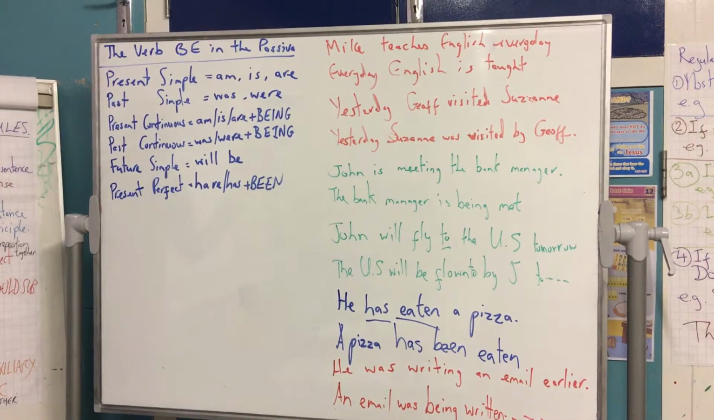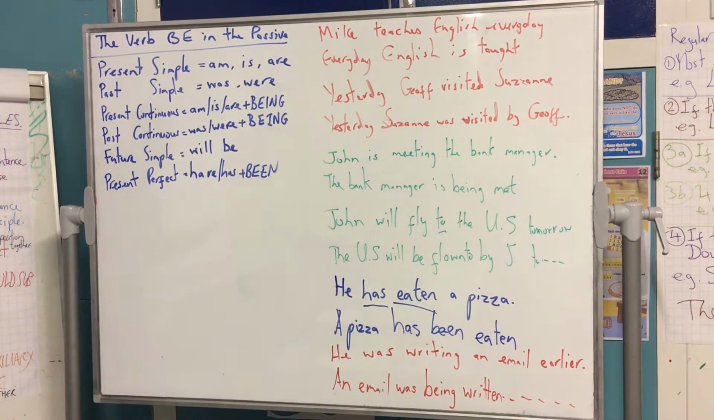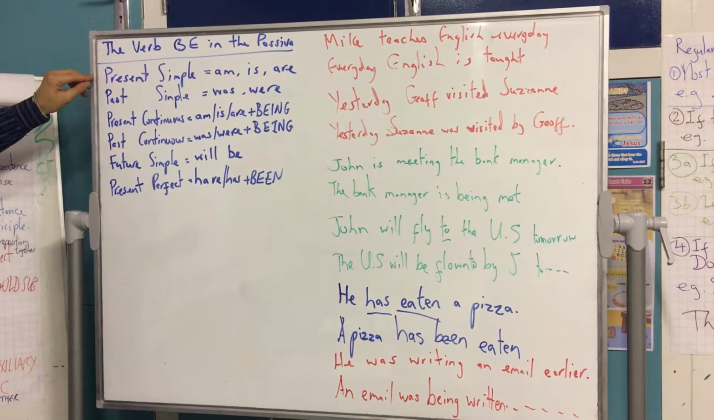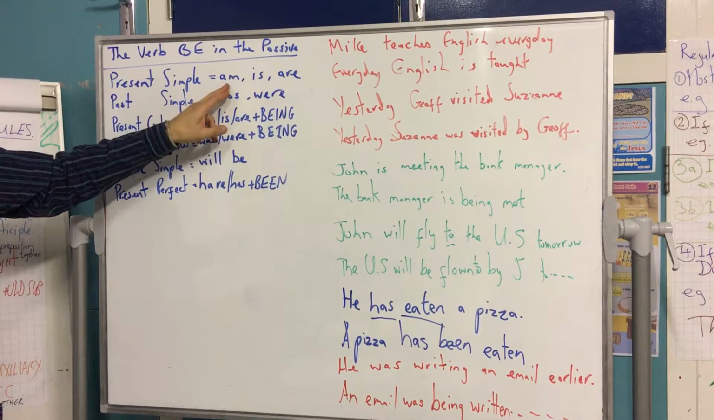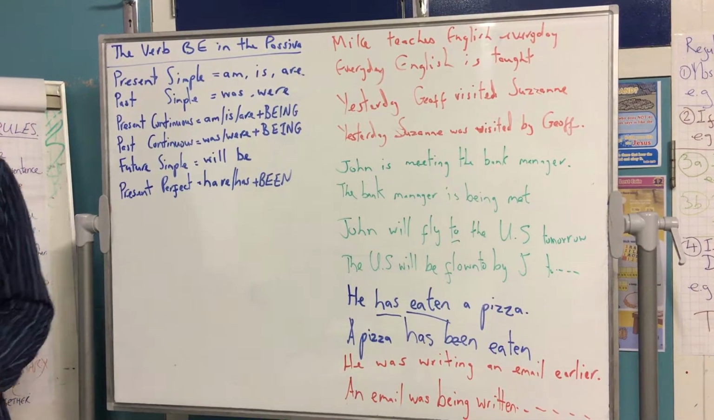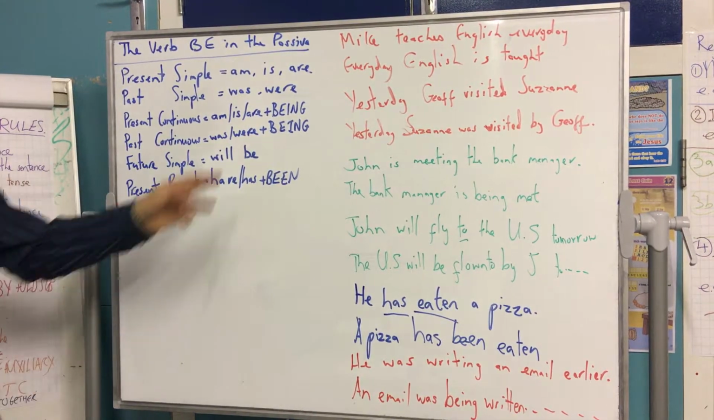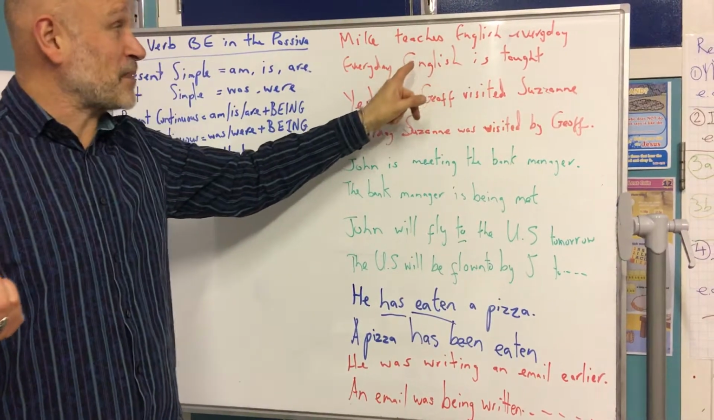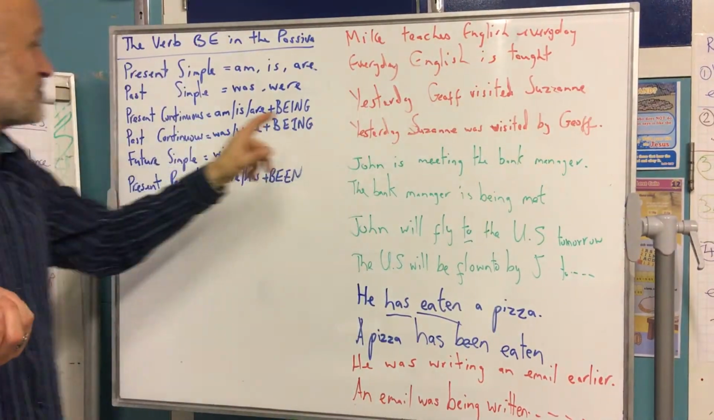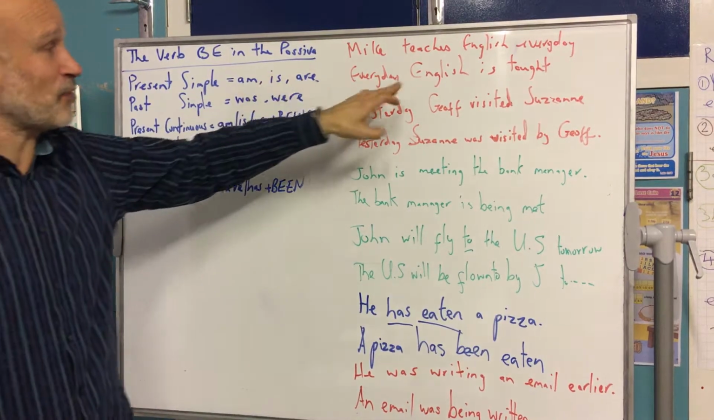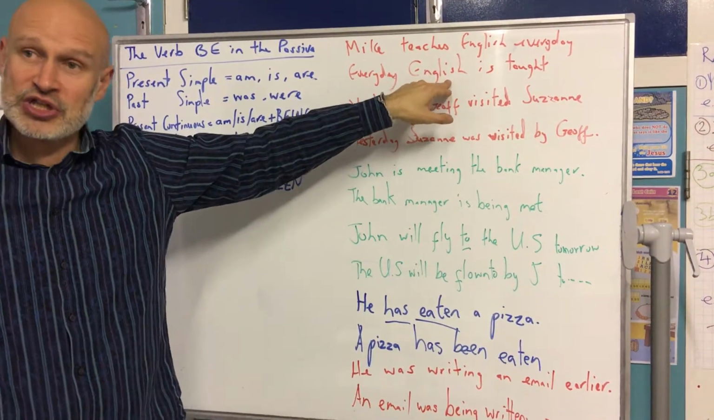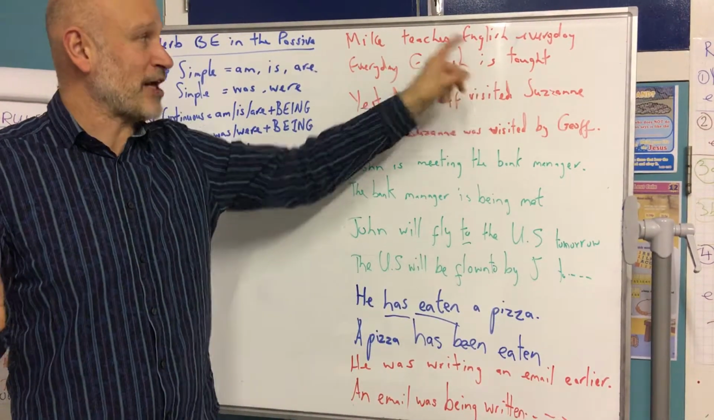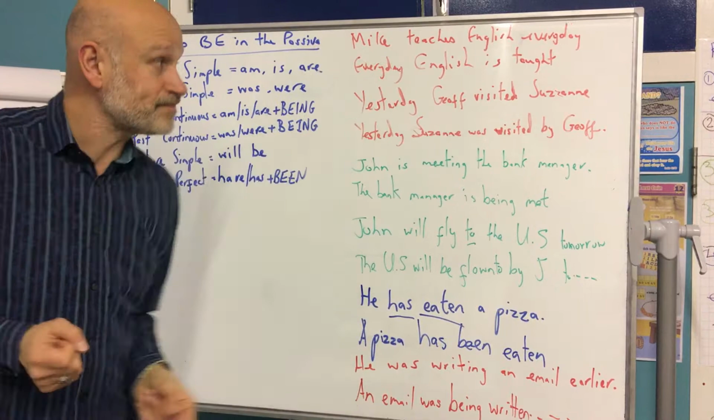It's easy to say, add the verb to be in the right tense, but what does that mean? Well, here it is. If it's in the present simple, we use am, is, or are. These are the present simple versions of the verb to be. So here, Mike teaches English every day. The object becomes the subject, and then we add the verb to be in the present simple. English. Is it I, you, he, she, it, we, or they? It's it. So we say it is. And then we change the verb to the past participle.